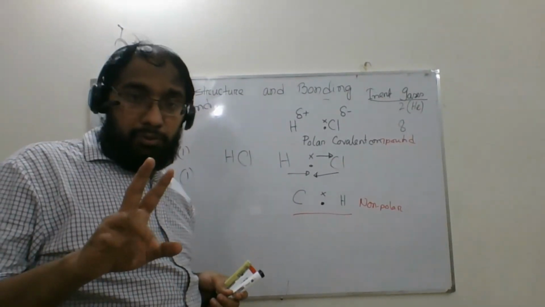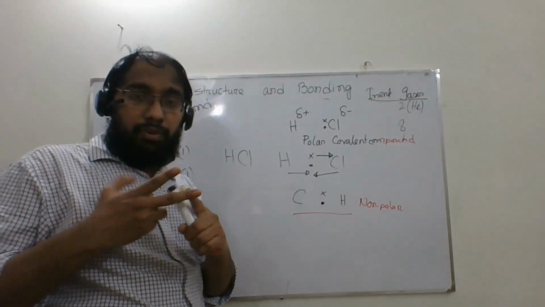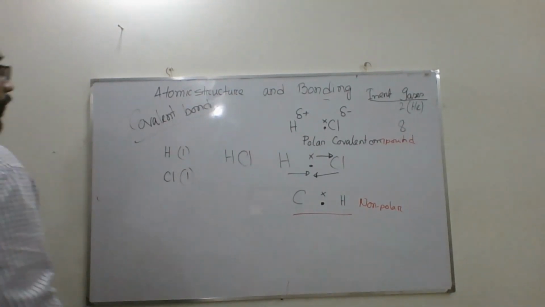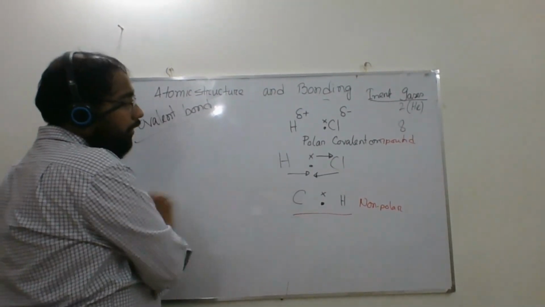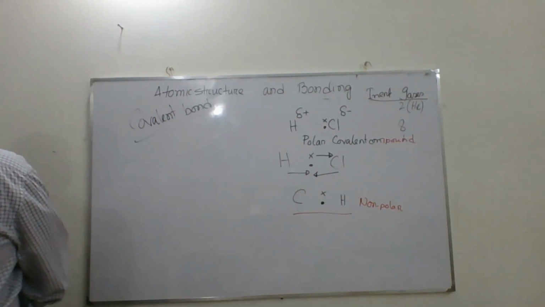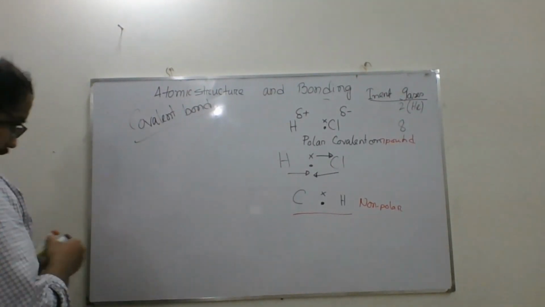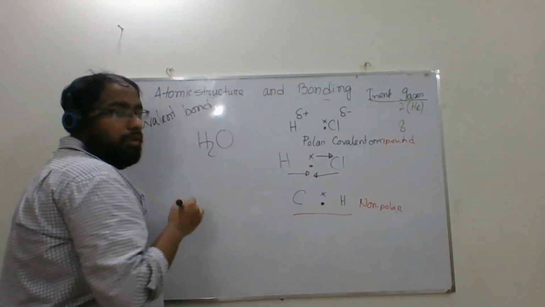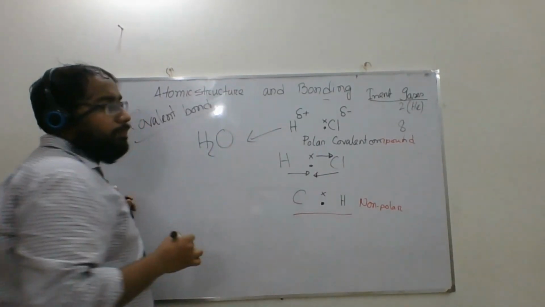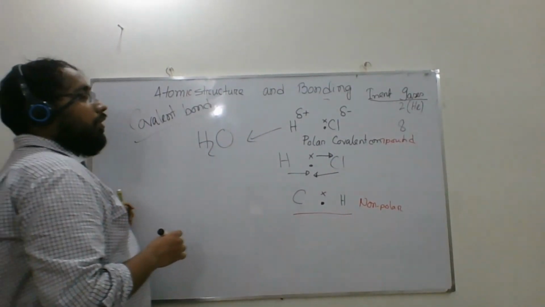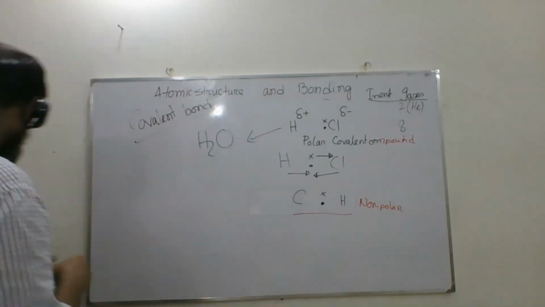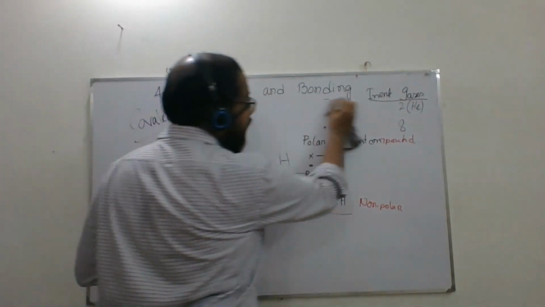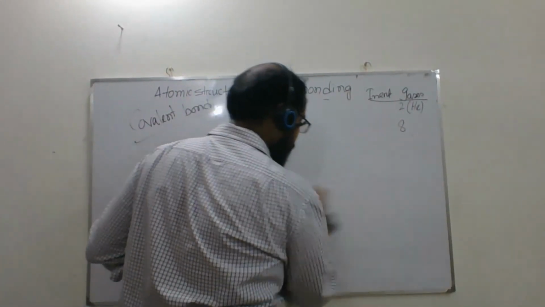Okay, so there are two types of covalent compound. One is polar covalent compound, another one is non-polar covalent compound. Now, polar covalent compounds always have the ability to dissolve any ionic compound if it is soluble in polar solvents. Like water is a polar solvent. Hydrogen chloride is polar. Now in the case of non-polar, it is not possible.